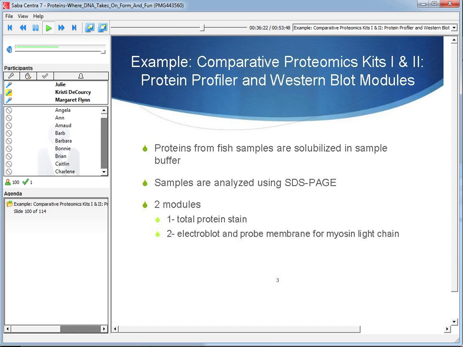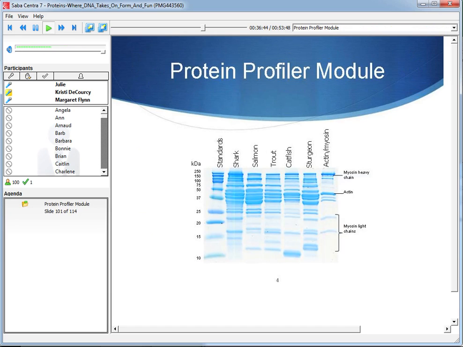Well, here's the example. The Comparative Proteomics kit, which has a protein profiler and Western blot modules, uses our favorite fish proteins, solubilized in sample buffer and analyzed by SDS-PAGE. Then in the protein profiler module you look at total protein staining, and in the Western blot module you electroblot and probe for myosin light chain.